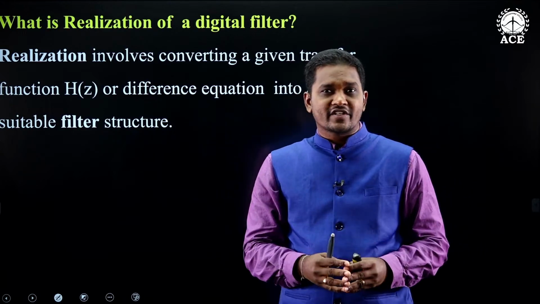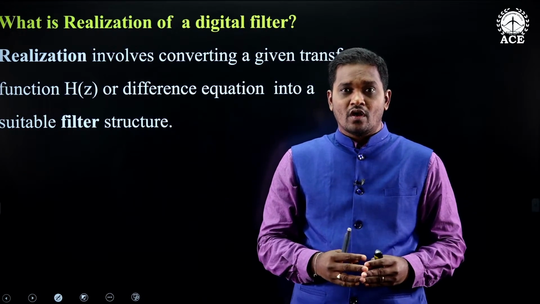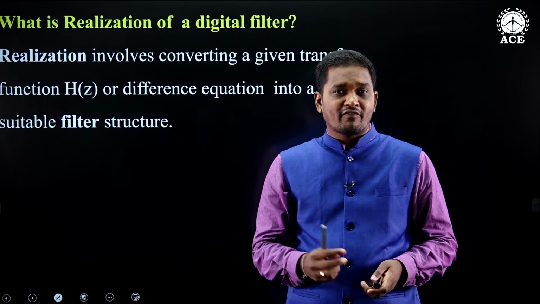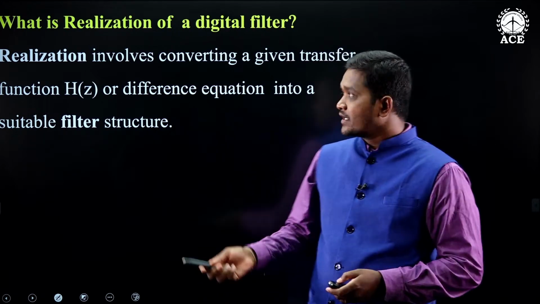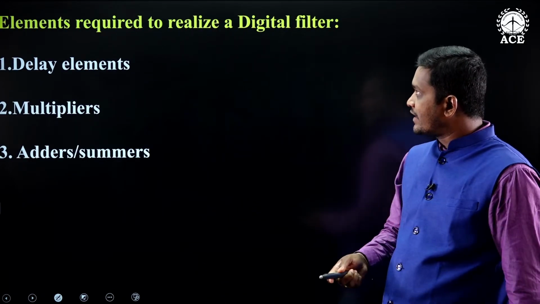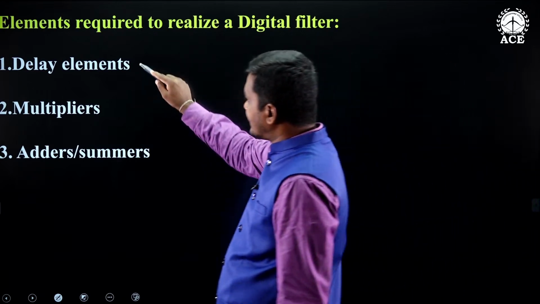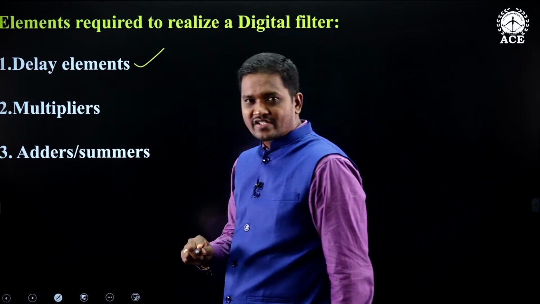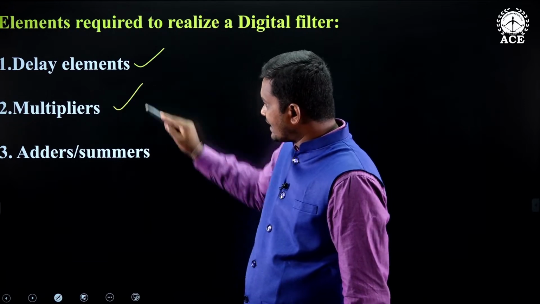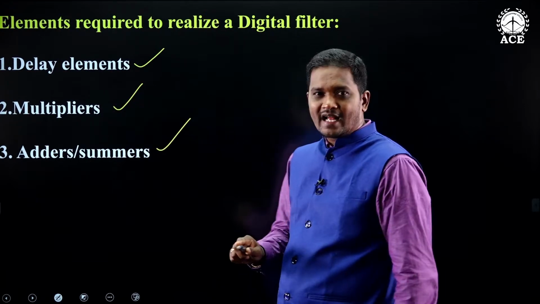Before going to implementation, first of all you have to know what elements are required for realizing a digital filter. There are three elements required. The first one is the delay element, the second one is the multiplier, and the third one is the adder or summer.